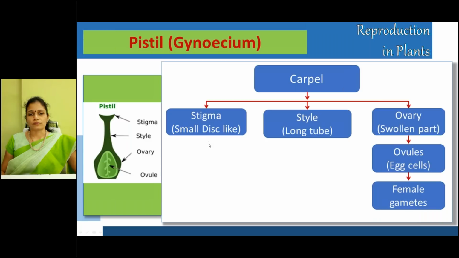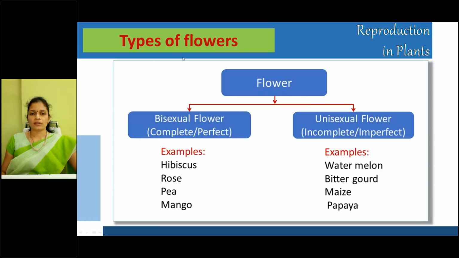Types of flowers. Basically, flowers are divided into two types: bisexual and unisexual. Why they are divided into bisexual and unisexual is because every flower has reproductive parts, but all flowers may not contain both of the reproductive parts. So based on the reproductive parts they contain, they are divided into two types: bisexual flowers and unisexual flowers.